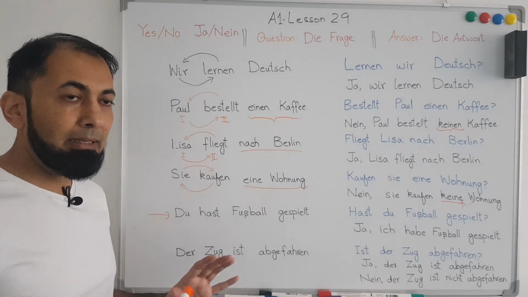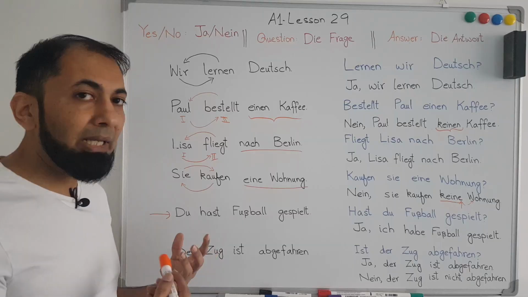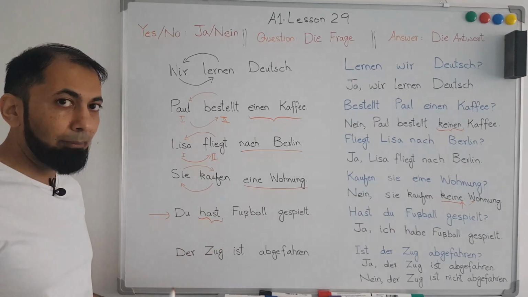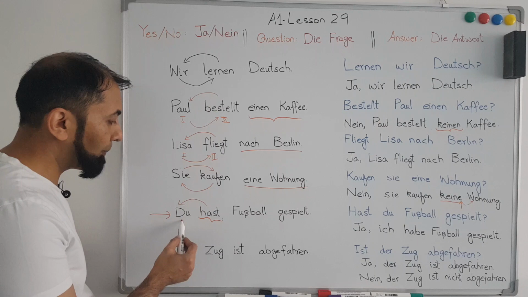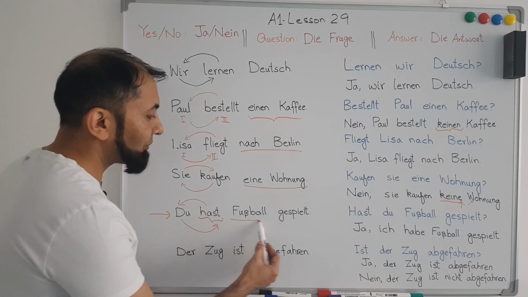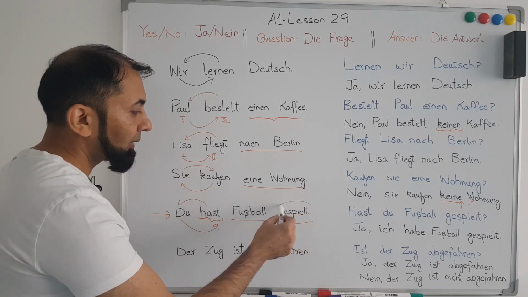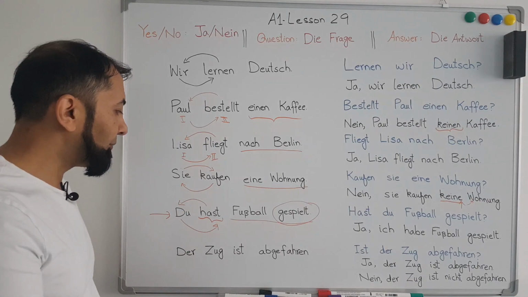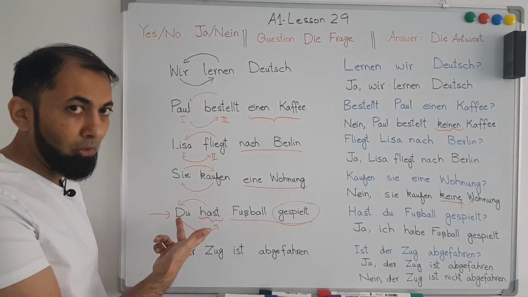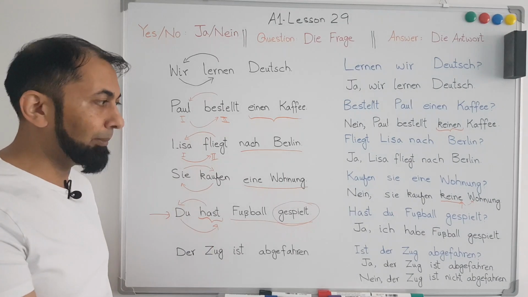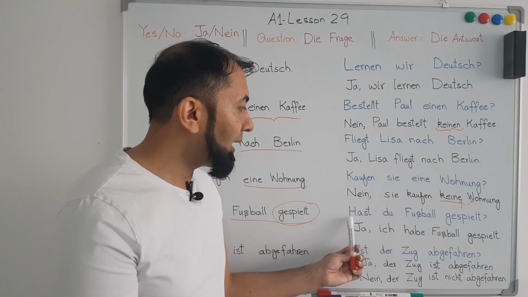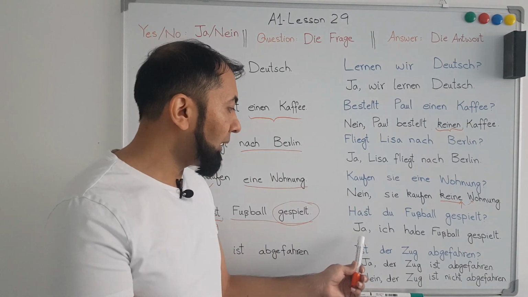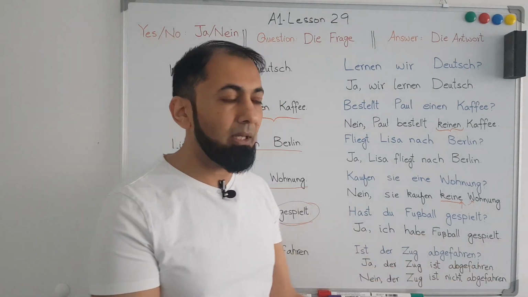Now, if we want to make a question, to ask someone whether you have played football, what we will do is take the conjugated helping verb to the first position and put the subject at the second position, and the rest will remain as it is. So the participle zwei, gespielt, will remain at the end of the sentence. We just exchange the position of subject and conjugated helping verb. So the question will become: hast du Fußball gespielt? And if you have played football, ja, ich habe Fußball gespielt.